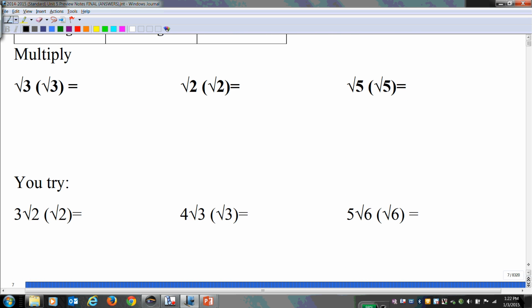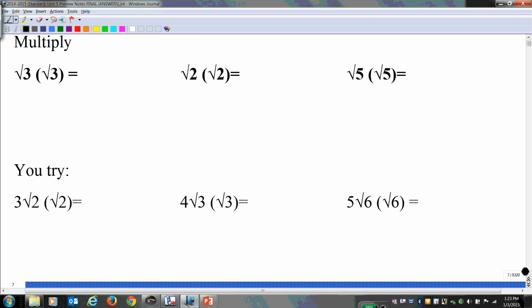Before we do anything, though, we need to review. It's very important that we review radicals. So I'm going to do this first row with you, and you try the second row on your own. Root 3 times root 3 technically is root 9. But that's perfect. So it becomes 3. So root 3 times root 3 becomes 3. Root 2 times root 2 technically is root 4, but that's perfect, so it becomes 2.